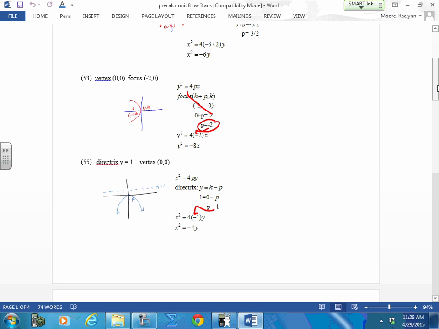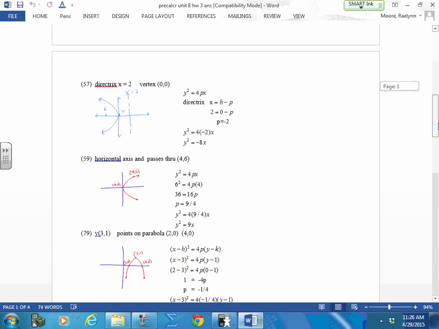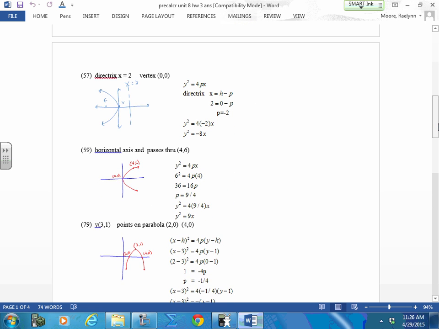Are we okay with these? Okay. This one should have worked out okay, 57. Directrix, vertex, your directrix is behind your parabola, so your parabola has to open to the left. It can't cross over that directrix. So the distance is 2, and because your parabola is opening in the negative direction, P is -2.